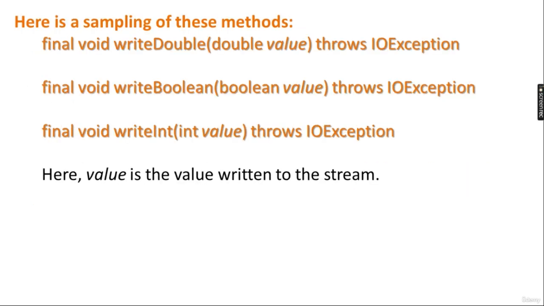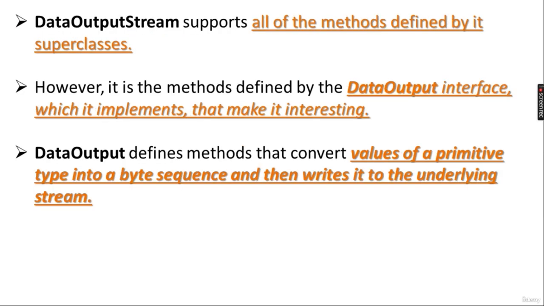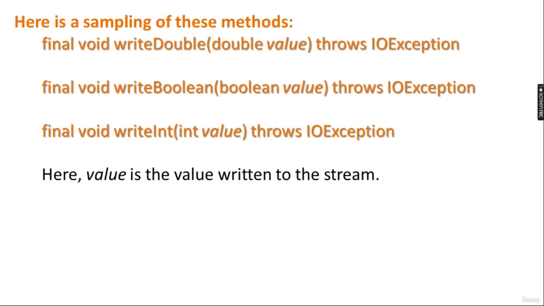A sampling of these methods is: final void writeDouble(value) throws IOException, final void writeBoolean(value) throws IOException, final void writeInt(value) throws IOException. Value is the value written to the stream. What it does is take a primitive type, convert that into a byte sequence and then write to the underlying stream. So three methods are there: writeDouble, writeBoolean, and writeInt.